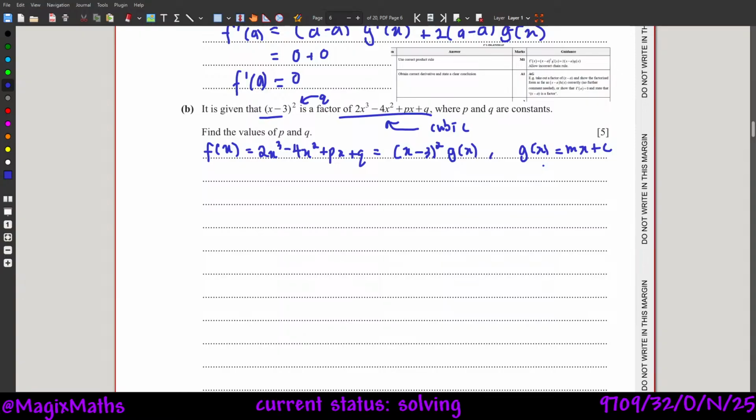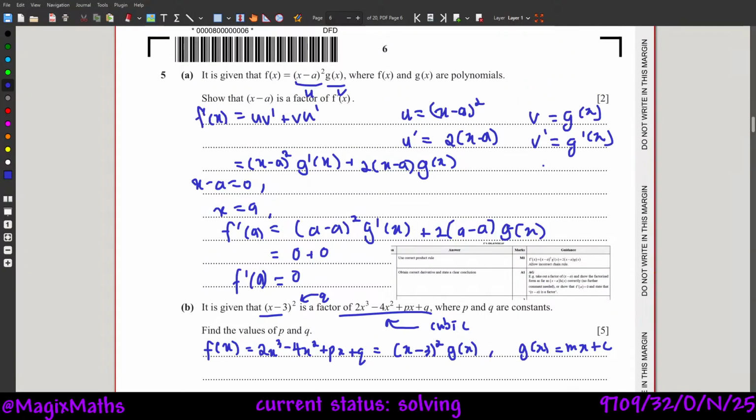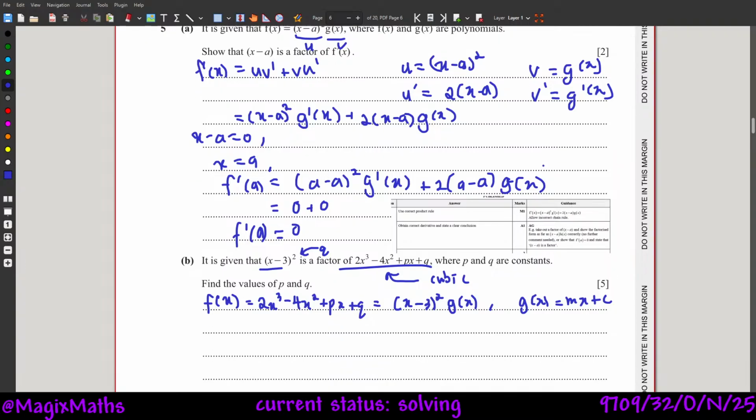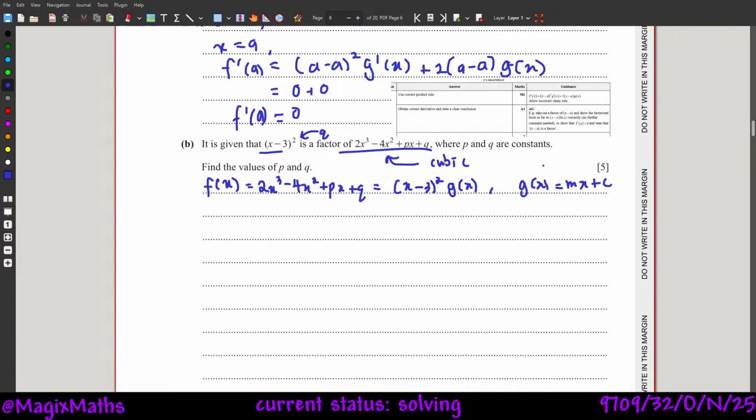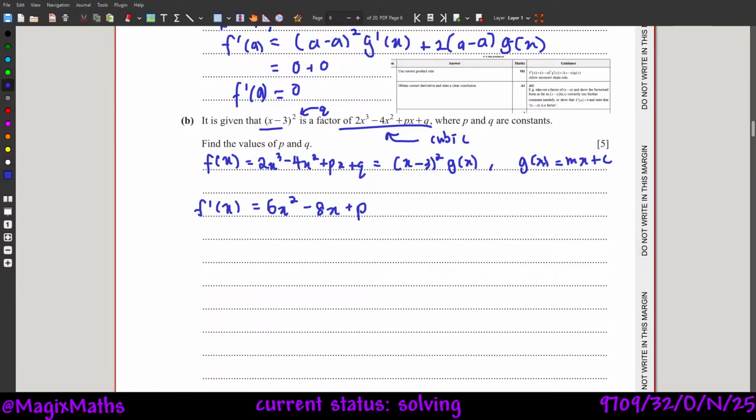So let's see now. Previously we've proven that for x minus a squared g(x), we know that x minus a is a factor of f prime. So we're going to try to find f prime. In this case, f prime is 6x squared minus 4 times 2, 8x plus p. And you can see that we've eliminated our q, so it's easier to find the value of p.